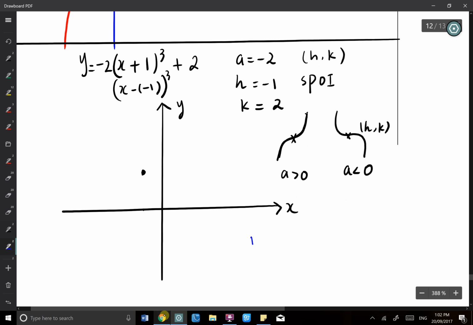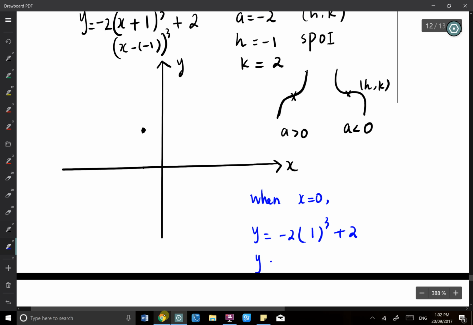I'll find what y equals when x equals 0. When x equals 0, y equals minus 2 times 1 cubed plus 2, and that is y equals 0. So it will pass through the origin, (0, 0). So the shape of the graph is just like that.